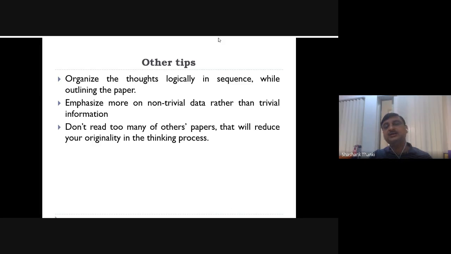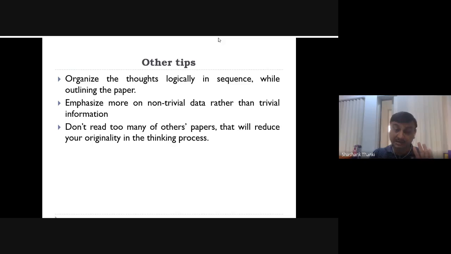Don't read too many others' papers. Generally, we do that when we are trying to develop our own paper. We download 100 papers and read all of them, and then we start writing our paper. That will reduce the originality, because you will start thinking in that direction only. So instead of that, don't read too many others' papers.